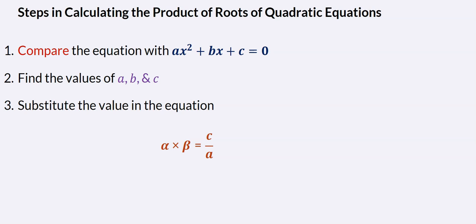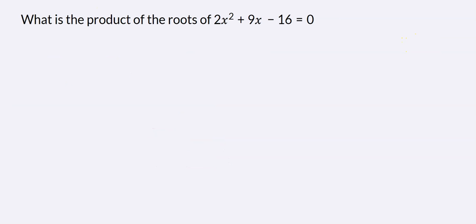First of all, we need to always compare the equation we have with the standard quadratic equation. When you do that, we want to find the values of a, b, and c, and then we're going to substitute those values into this equation right here. Alpha multiplied by beta, which means the product of the two roots, is going to be c over a. So let's apply this as we solve some examples.